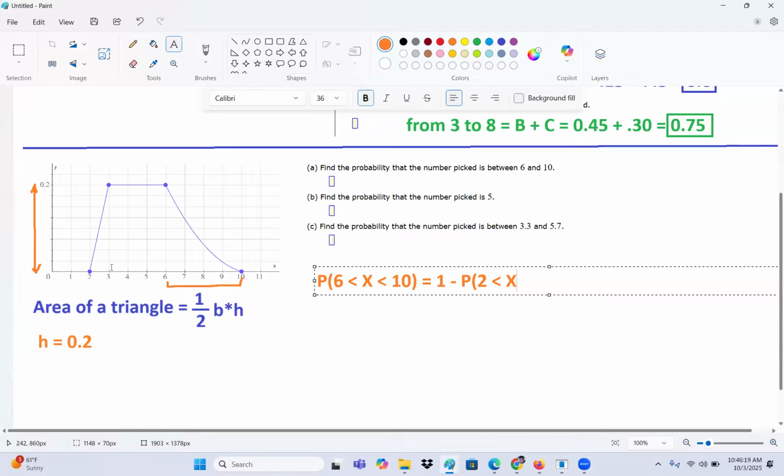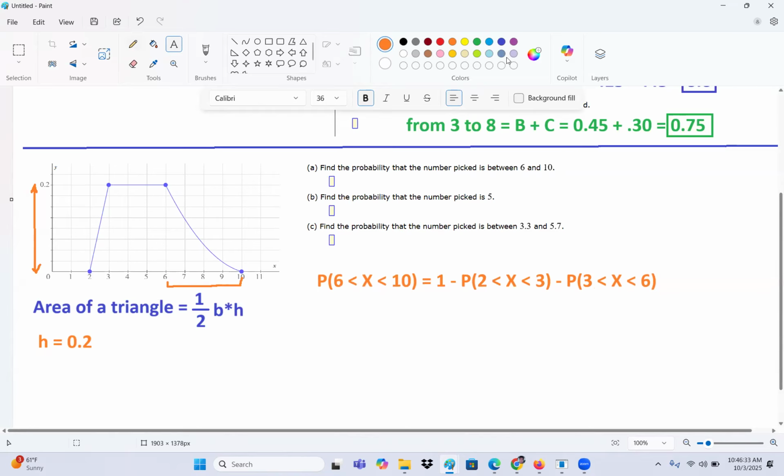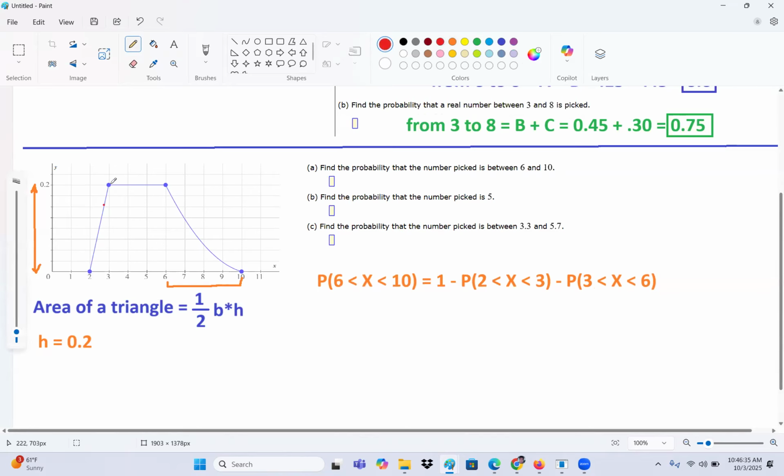And then the area between 3 and 6. So that's going to be the thing that we're looking for. The area between 2 and 3 is a triangle. So this is basically the triangle, and we can fill in the triangle section.